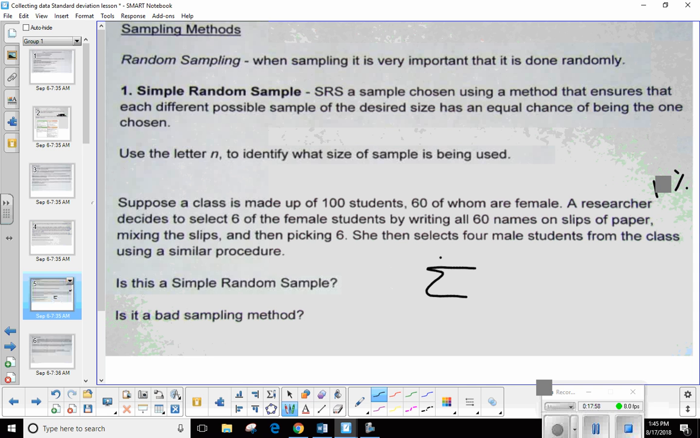Okay, typically a lot of times you might say N, or you might see it as K, but N is what we like to use as the population. Okay, so let's take a look at this.